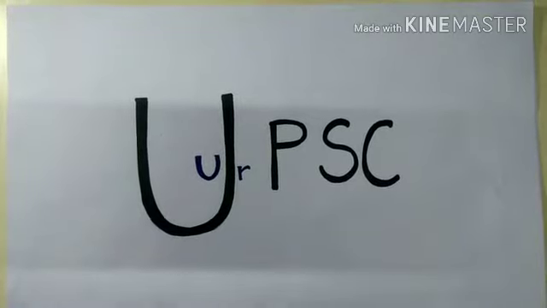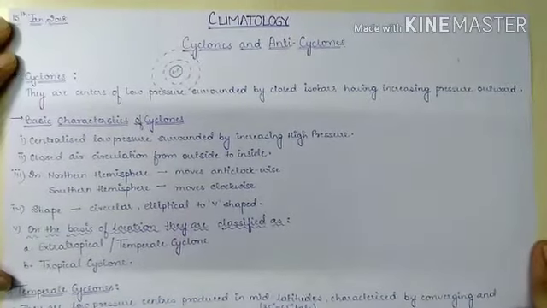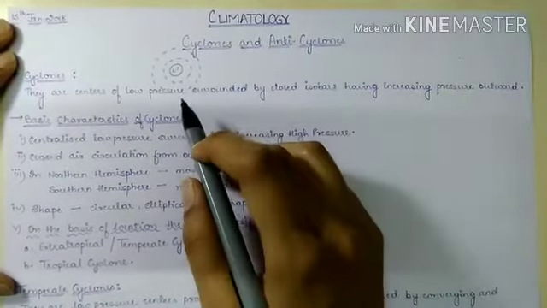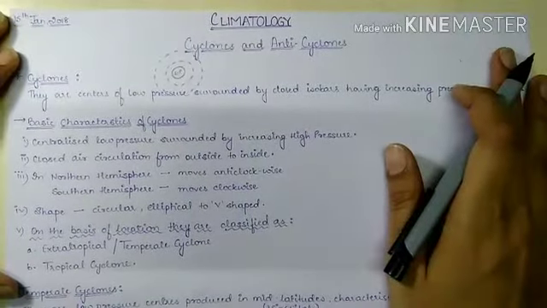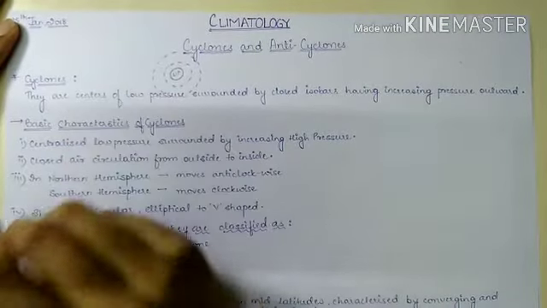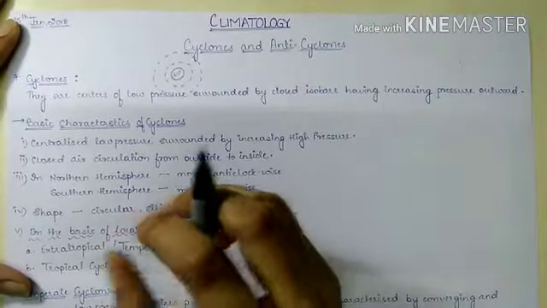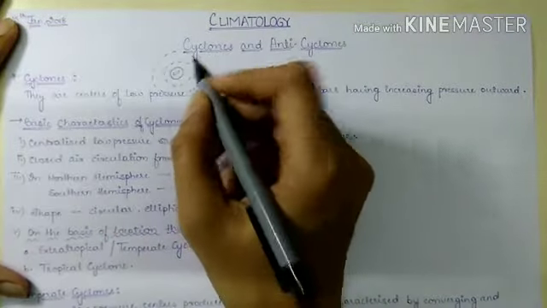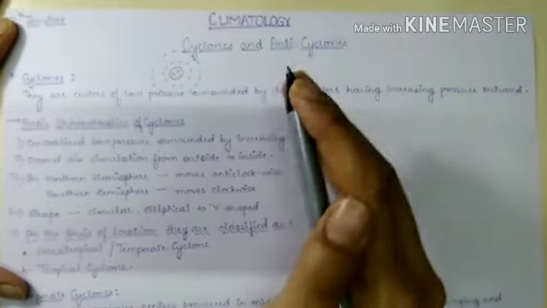So today we'll start with another topic of climatology, that is cyclones and anticyclones. So let's get started. In cyclones and anticyclones, first we will complete cyclones and then we will move over to anticyclones. Now, cyclones. What exactly are cyclones? Cyclones are centralized low pressure surrounded by closed isobars having increasing pressure outwards.